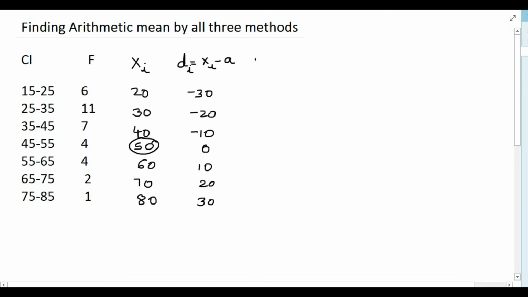Now next I will find out ui. Ui is nothing but di by h. Here h is the class size, that is 25 minus 15, upper limit minus lower limit, so that is 10. So minus 30 divided by 10 is minus 3, minus 2, again minus 1, 0, 10 divided by 10 is 1, 20 divided by 10 is 2 and 3. So xi, di, ui is over.